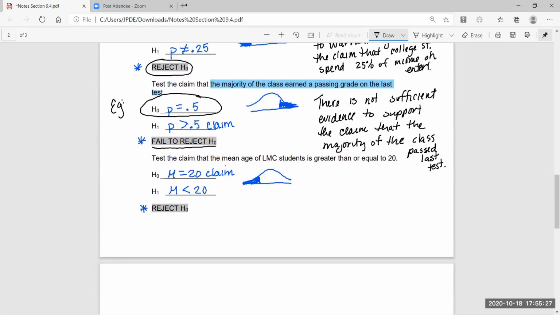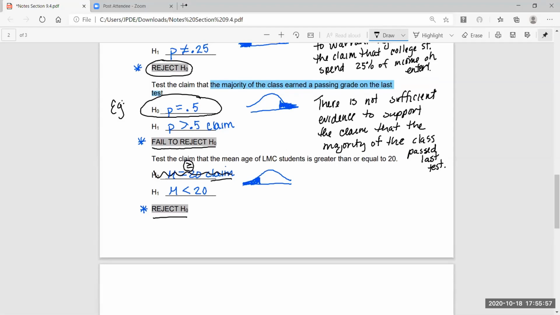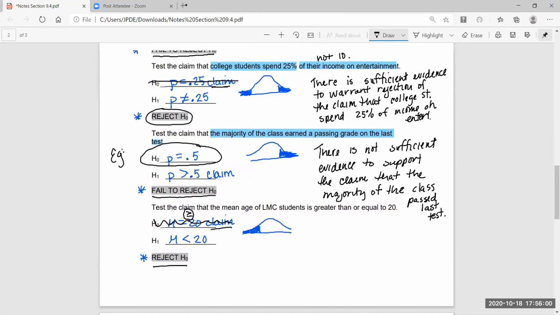Okay, last one here. Test the claim that the mean age of LMC students is greater than or equal to 20. You may have had here, instead of an equal to 20, a greater than or equal to 20. Either of those symbols are okay. So on this one, we're rejecting. So if we're rejecting, we're crossing that out. So it looks like the average age is less than 20. Let's make sure we have our wording right. Notice your claim is with the equals in H0. So your claim does have an equals, and we're going to reject.